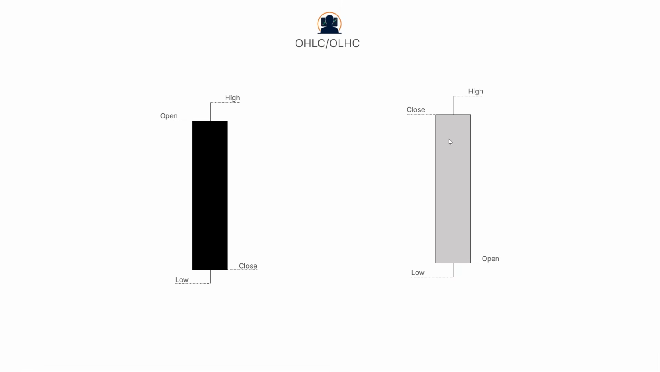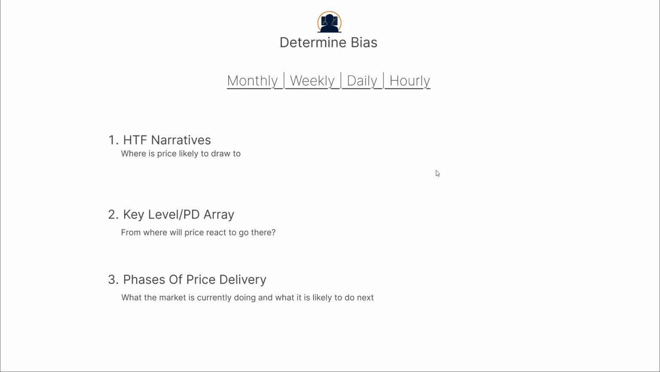Now, in order to anticipate the direction of the daily candle, there are three key components that you need to consider. First is the higher time frame narrative, which will tell you where price is likely to draw to. Then you need to know about key levels, which will tell you from where price will react in order to draw to your liquidity. And you also need knowledge about phases of price delivery. This is a byproduct of the higher time frame narrative because it tells you what price is currently doing and what it is likely to do next.